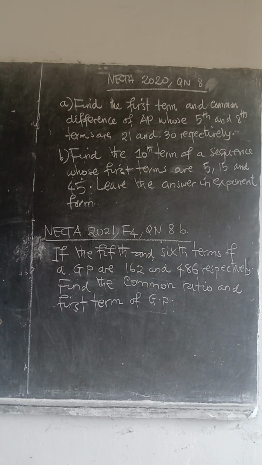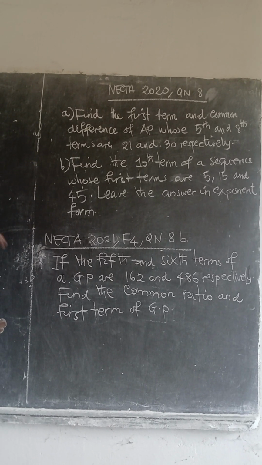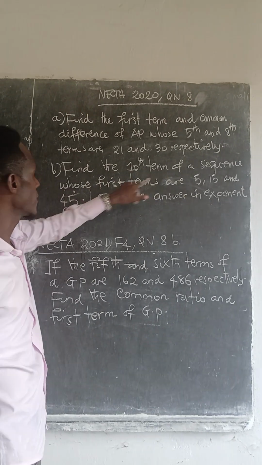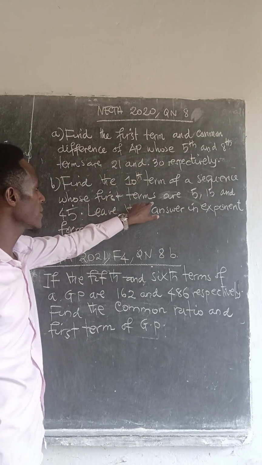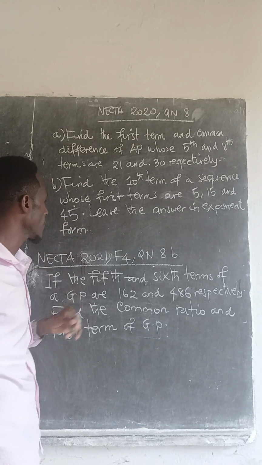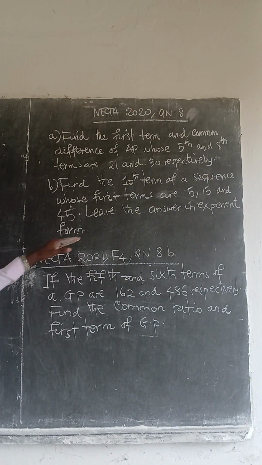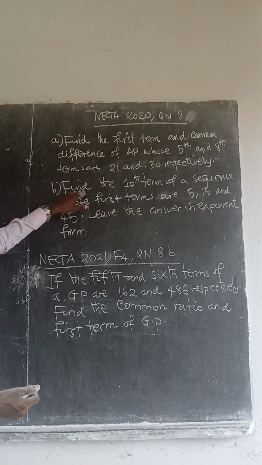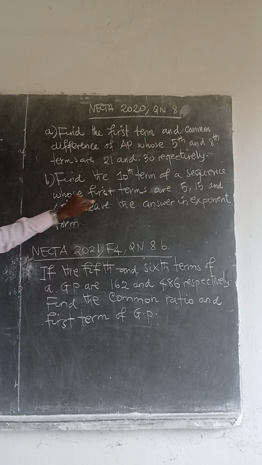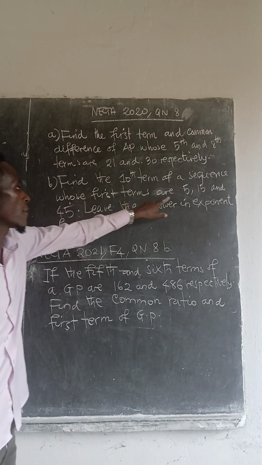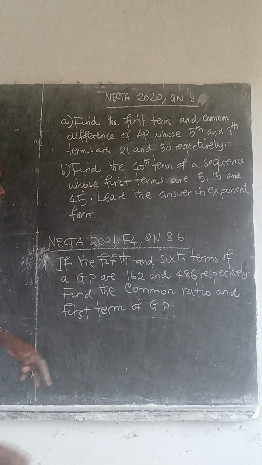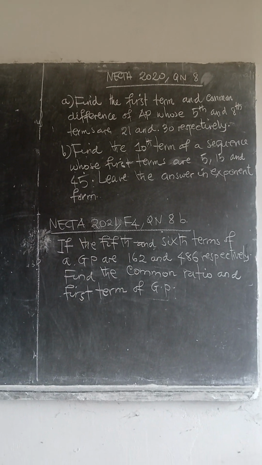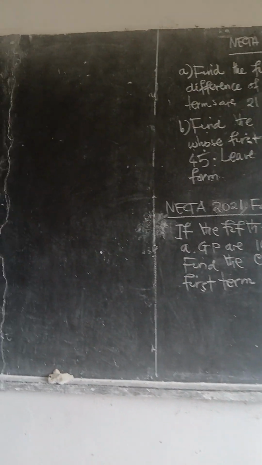Another question here, NECTA 2020, question number 8b: find the 10th term of the sequence whose first terms are 5, 15, and 45. But also you are required to leave the answer in exponent form. So let us now see the solution for that part.